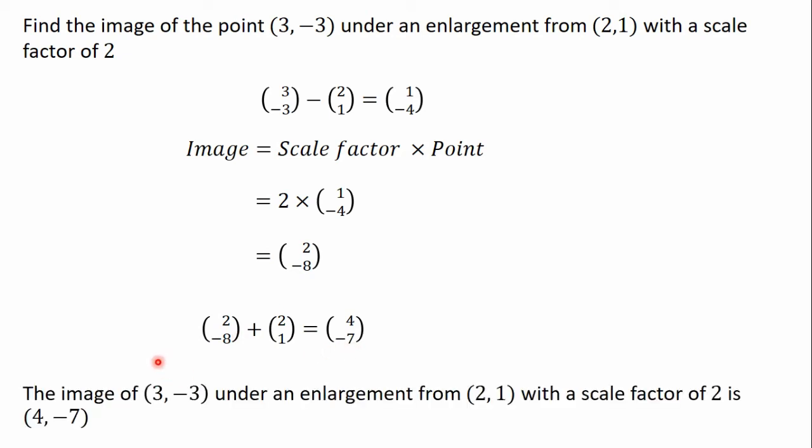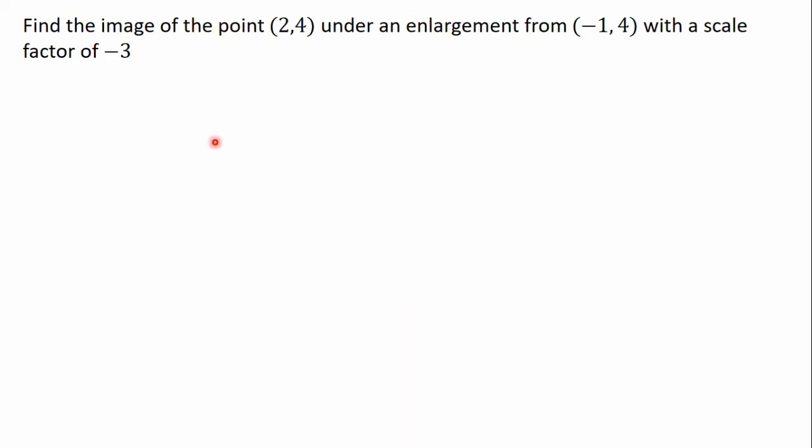So this means that the image of the point 3, minus 3 under an enlargement from the point 2, 1 with a scale factor of 2 is 4, minus 7. Let's look at the next question.